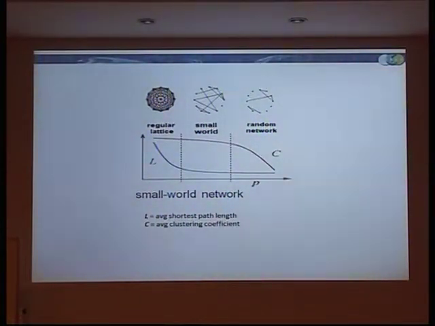Do you know what clustering coefficient means on a network? Could you explain it? Well, clustering coefficient is the idea that your friends are likely to be the friends of your friends. So you form a triangle. So your friends are likely to be friends with each other as well.